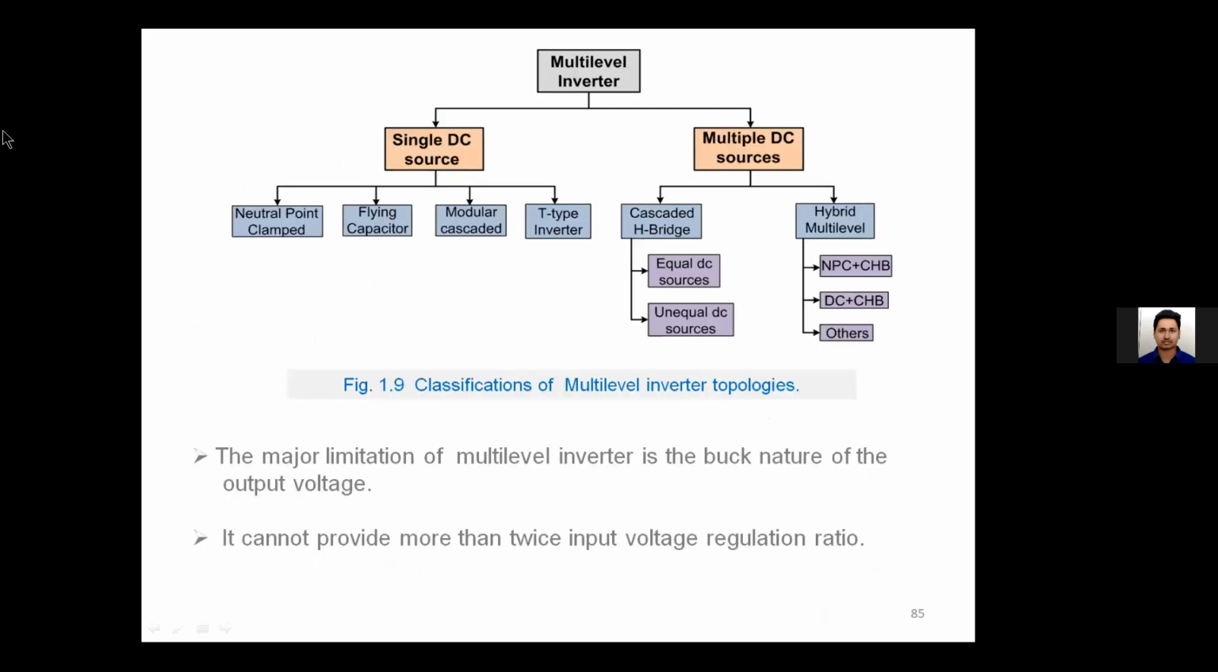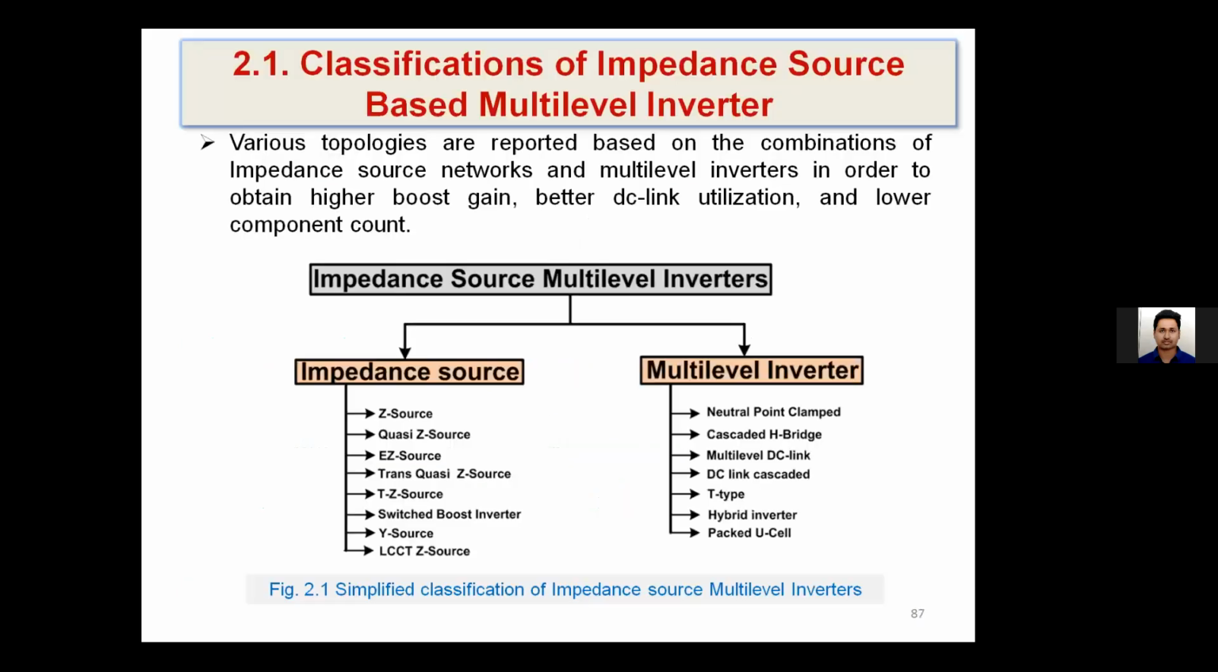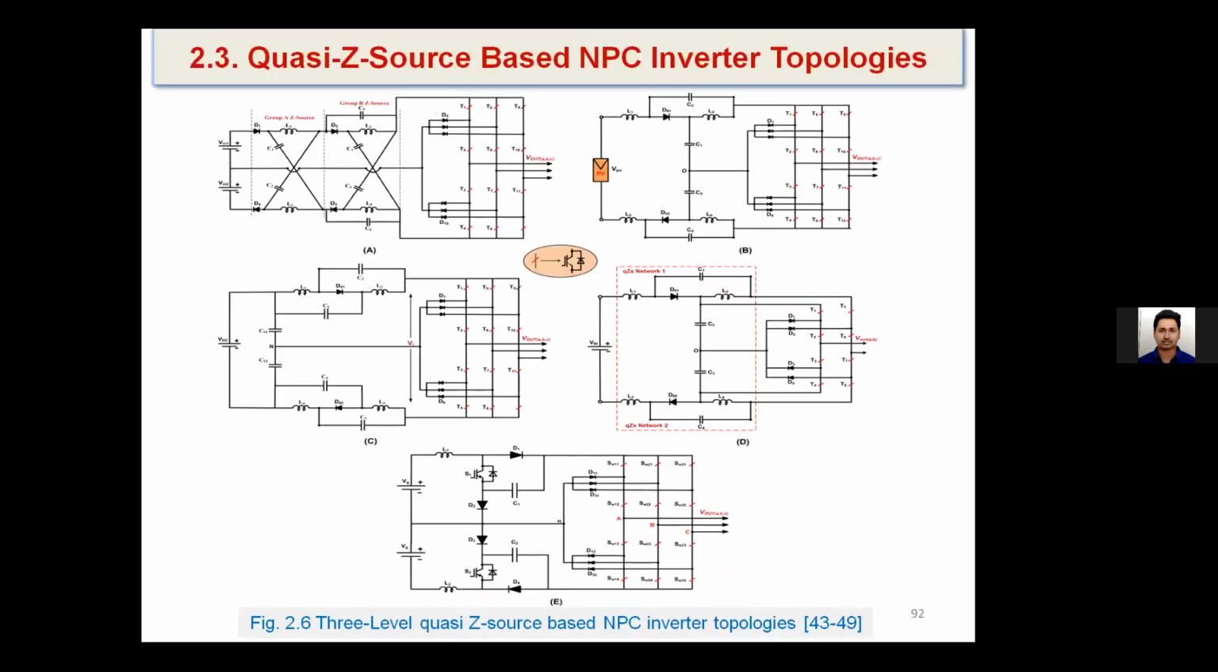However, we have some limitation in multi-level inverters due to the buck nature of the output voltage. So we have worked on the combination or integration of impedance source network with multi-level inverter. This combination can also be utilized for EV applications. However, I have done it for grid-connected applications, but now I'm investigating and doing research for EV applications also. Anyhow, this is a part of my research work. Due to the time constraint, we are skipping here.